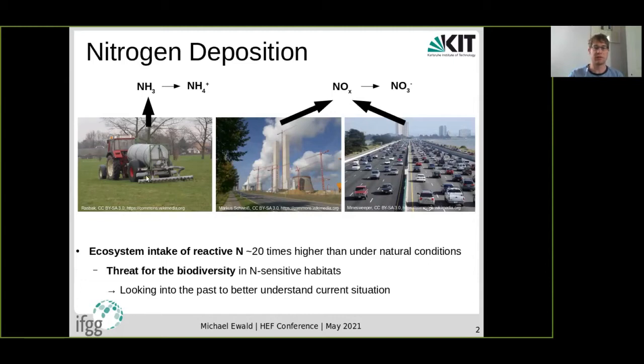The nitrogen emitted from the agriculture is in the form of ammonia, which is deposited relatively closely to the emission source as ammonium. And the nitrogen emitted by the burning of fossil fuels is mainly in the form of nitrogen oxides, which is also transported over relatively long distances and then deposited as nitrate mainly.